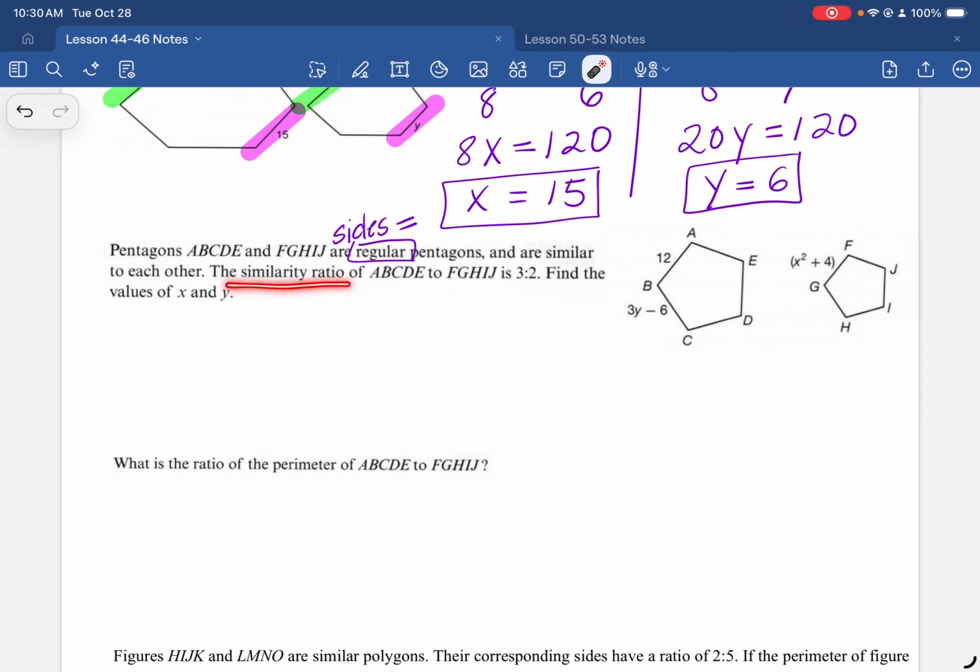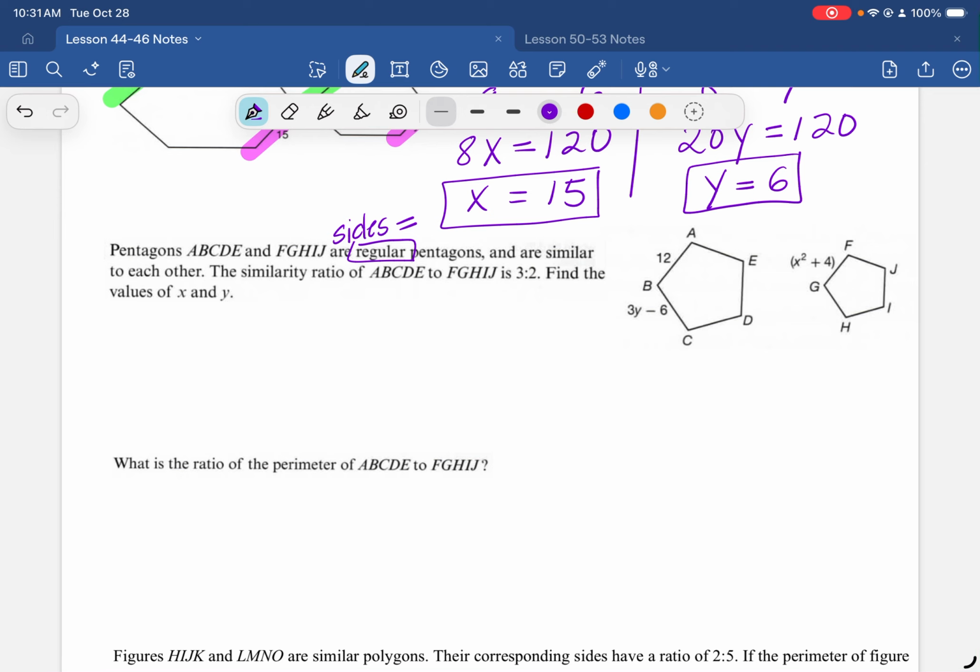Let me keep reading the rest of the problem. It says the similarity ratio of these two pentagons is 3 to 2. That's important because we need that information to solve. Find the values, once again, x and y. So make sure you solve for both. I'm going to use my highlighter again, and highlight the sides that correspond. Notice those two go together. They gave me the similarity ratio of 3 to 2, so I'm going to set it up as 3 to 2 is equal to 12 over x squared plus 4.